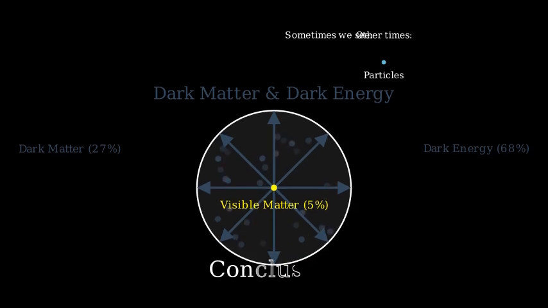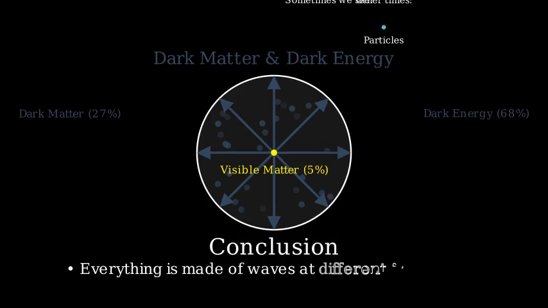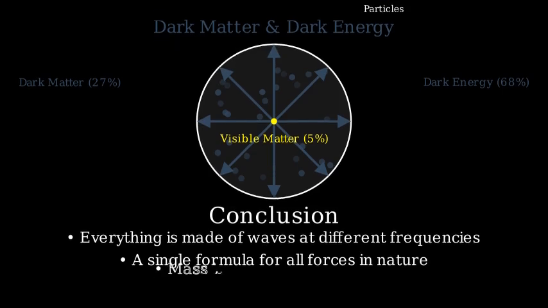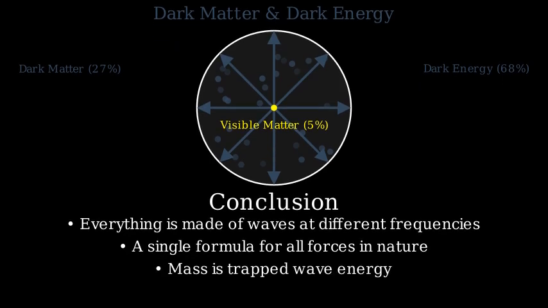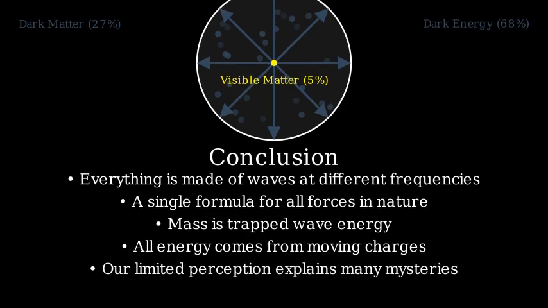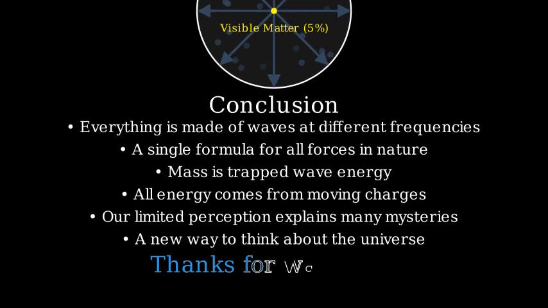So to summarize this unified frequency framework, everything in the universe could be made of waves at different frequencies. A single formula might describe all forces in nature. Mass itself might just be trapped wave energy. All energy ultimately comes from moving charges, and our limited perception explains mysteries like wave-particle duality. While this is just a theoretical framework, it offers an intriguing new way to think about how the universe works.